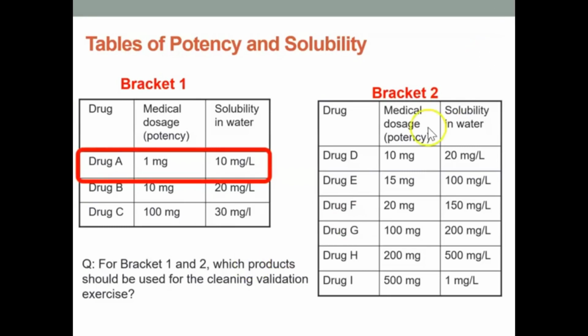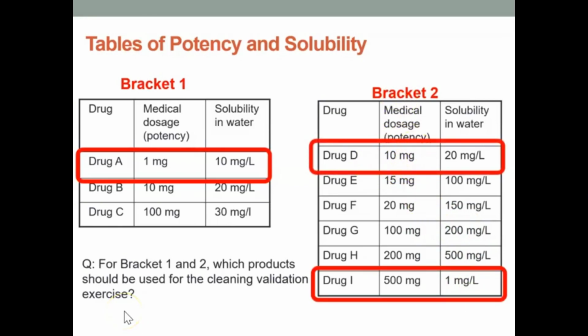If we look at bracket 2, we've got a 10 milligram dosage, 15, 20, 100, 200 and 500, and our solubility in water is 20 milligrams per litre, 100, 150, 200, 500 and 1 milligram per litre. So for bracket 2, we're going to be looking at taking drug D because it is the most potent of the drugs. But also we are looking at drug I because it is the least soluble of the drugs. So we're taking the worst case scenario for solubility and for potency, and we will probably validate both of these.